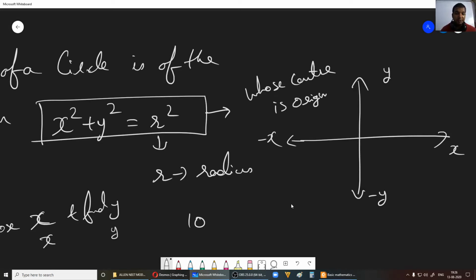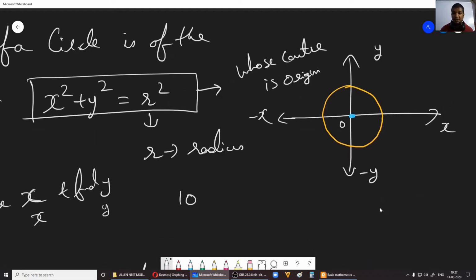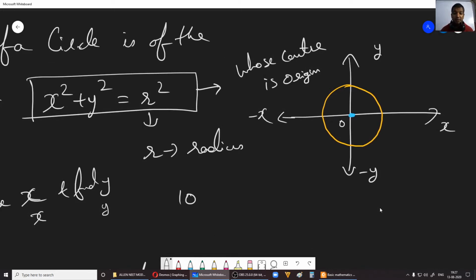Now what if the center is not the origin? Then you will be learning it in your mathematics. I'm not going into the details here. So you can draw a circle considering its center to be the origin. For the circle you can just draw this rough sketch. Here r is your radius. You can mark r; the same r must be written here.